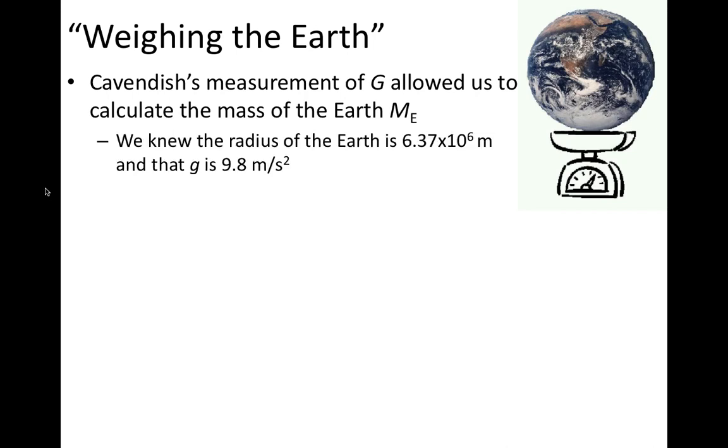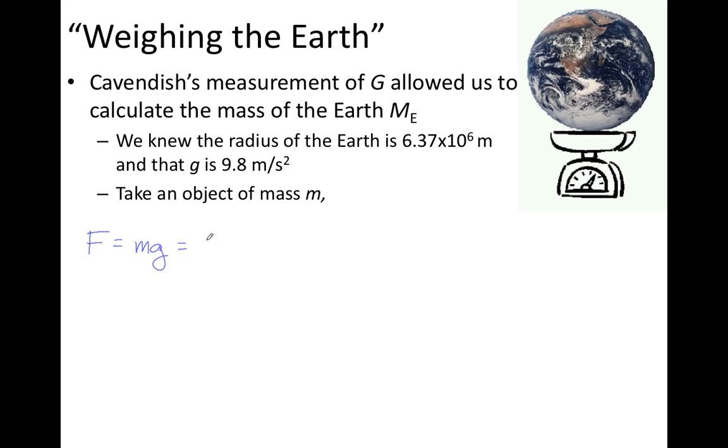We knew the radius of the Earth. We've known that for a long, long time, and we're able to measure very accurately little g, the gravitational acceleration at the surface of the Earth. And if we consider an object of mass m, and it doesn't really matter what that mass is, you'll see why in a second, the force acting on that mass is equal to m times g. That's the weight of the object.